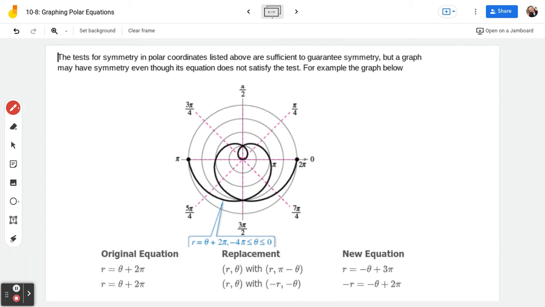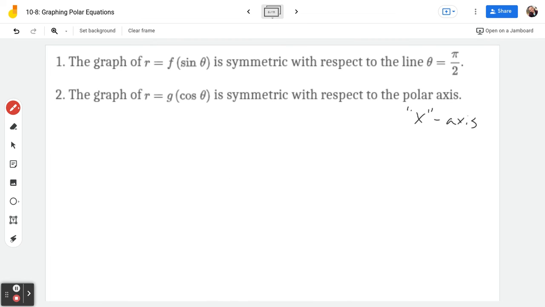All right, let's keep on moving. We don't have to focus too much on this. Just know that there are some graphs in polar mode that are not going to work with the symmetry test. This is an example of one. But for the most part, if you do run into these, there are some special formulas. This might just apply if you're doing this on your project per se, but we'll keep moving on.